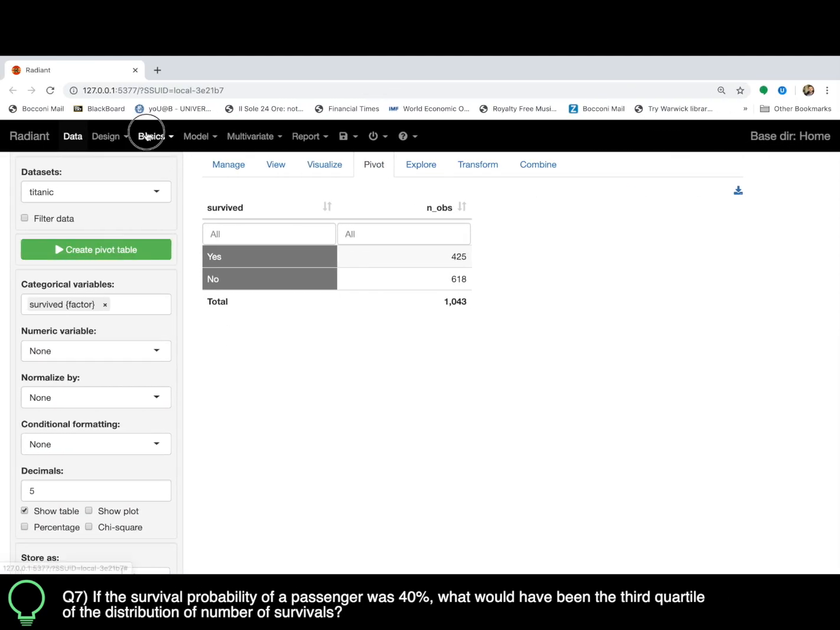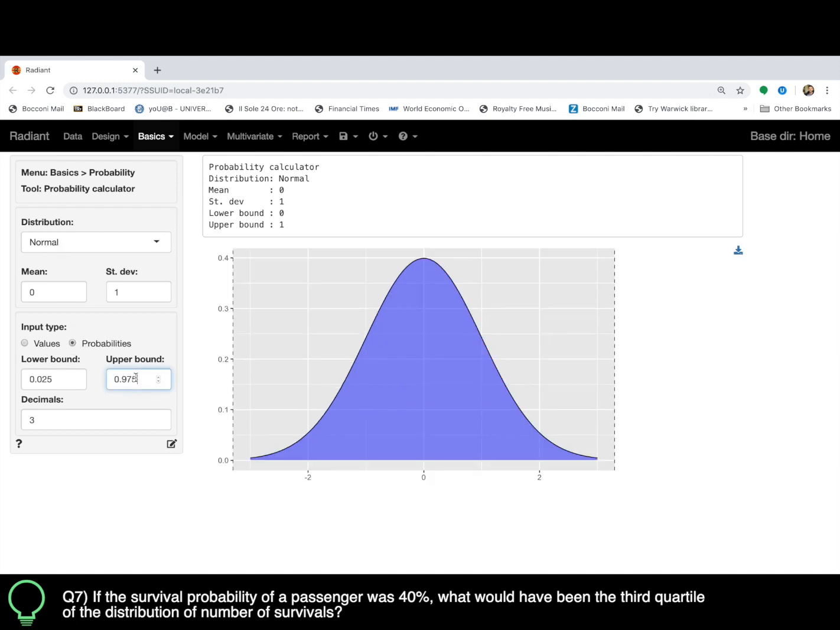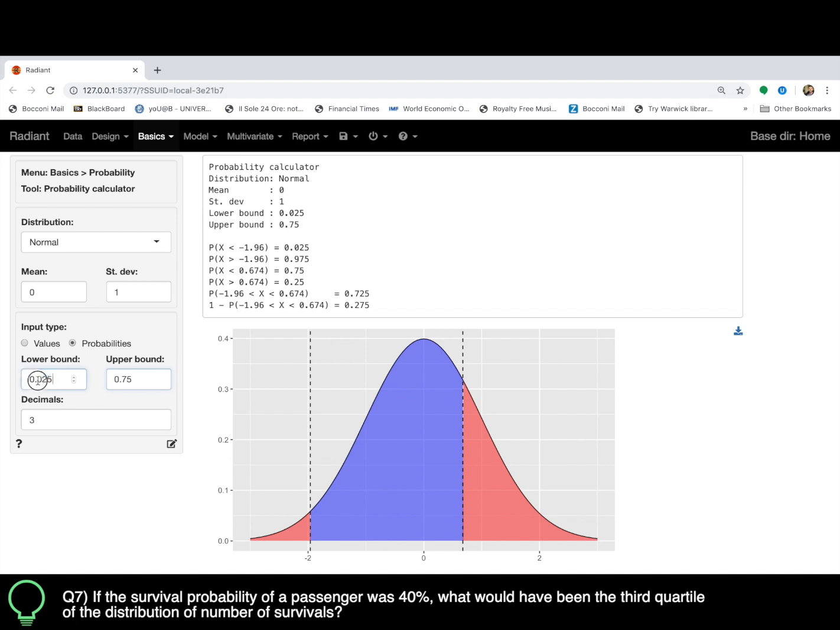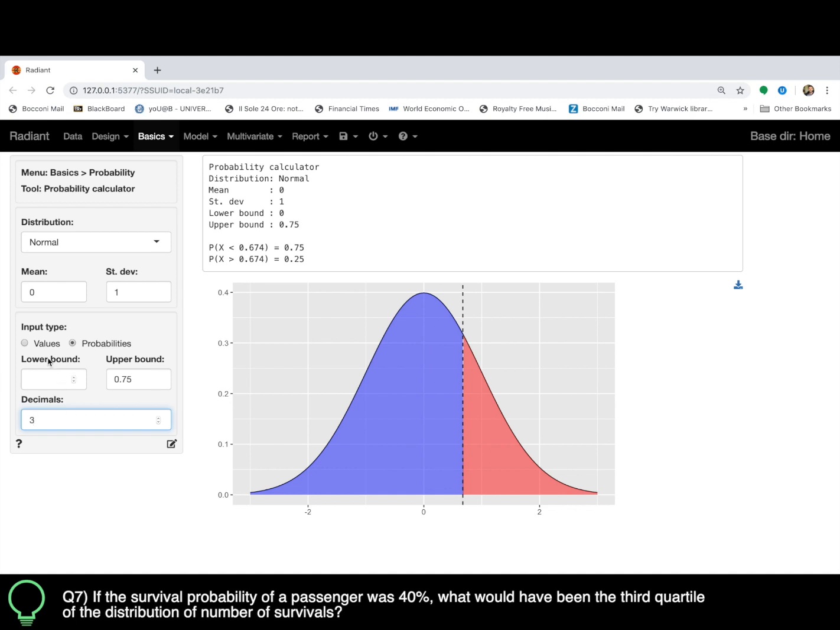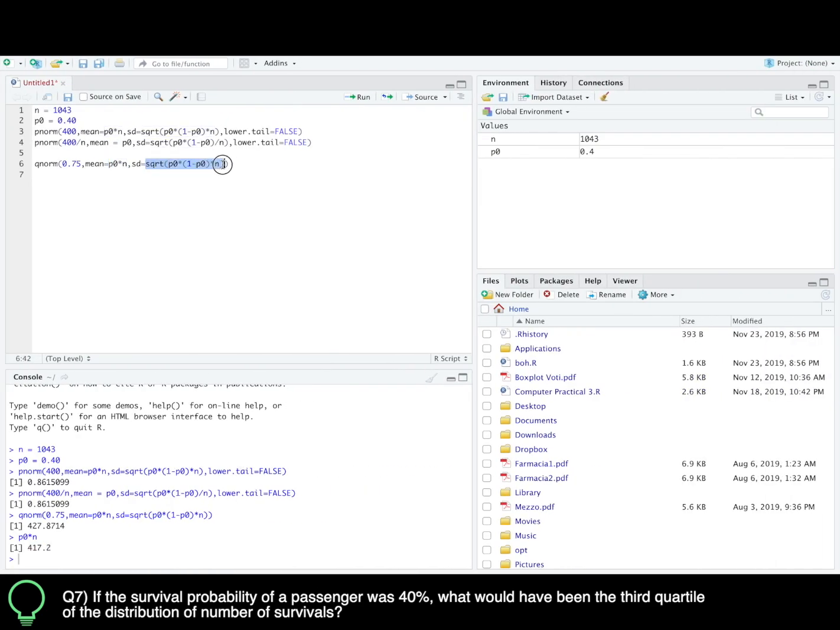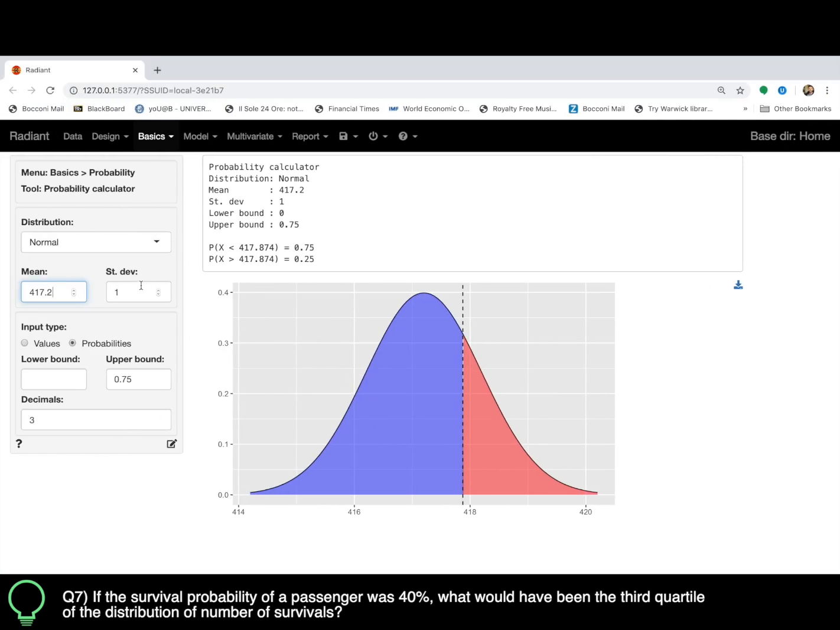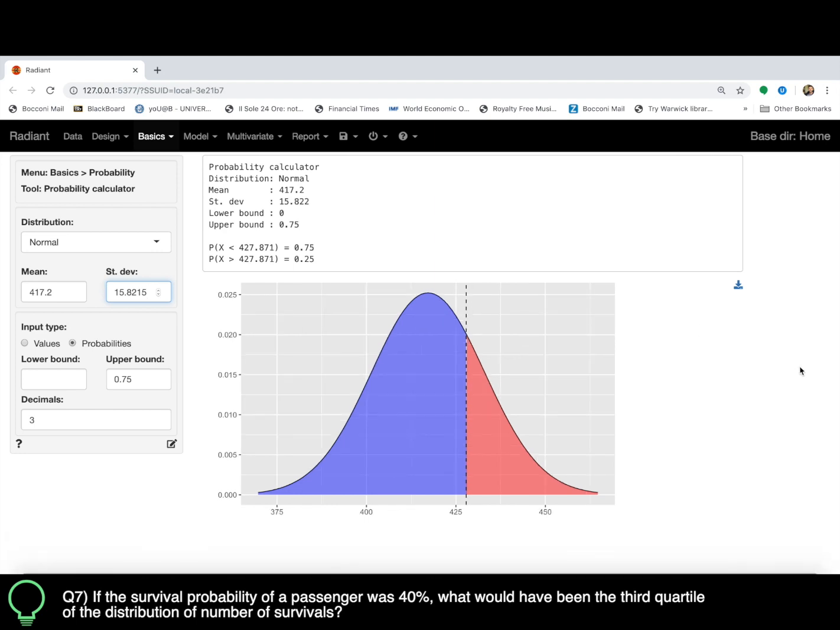So we move to Radiant, go to Basic, Probability calculator. I want the probability. I can specify the quantile of a normal distribution this way, so specifying no lower bound and the upper bound of 0.75. However, this is for a standard normal, whereas my normal has this mean 417.2, and the standard deviation is given by 15.8215. Okay, no problem.